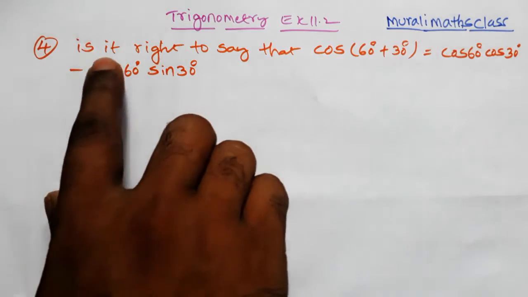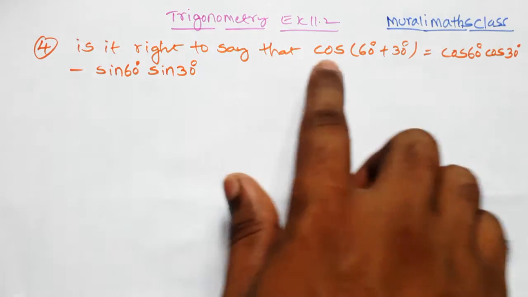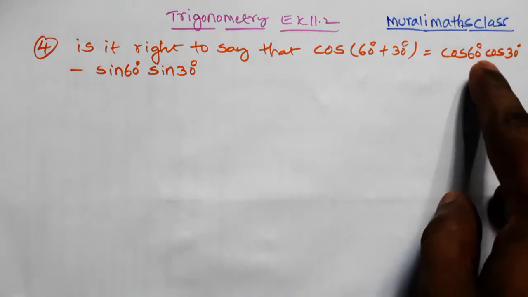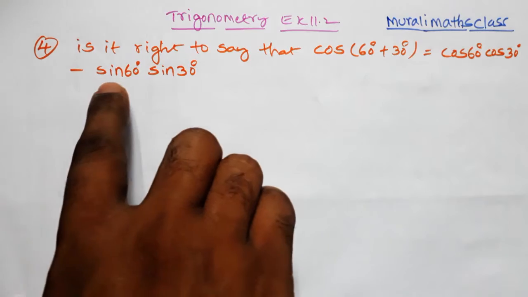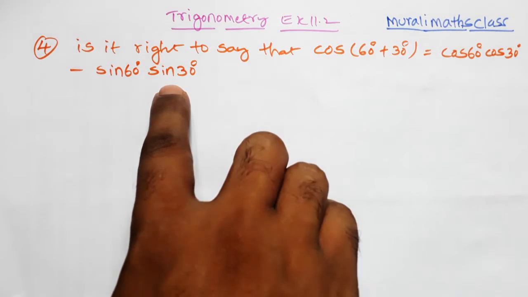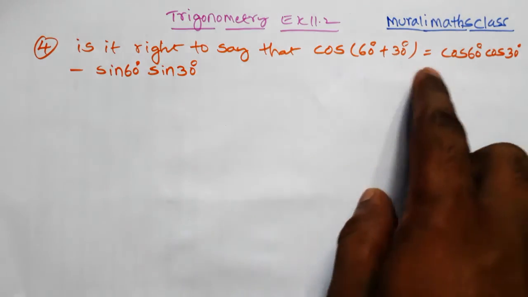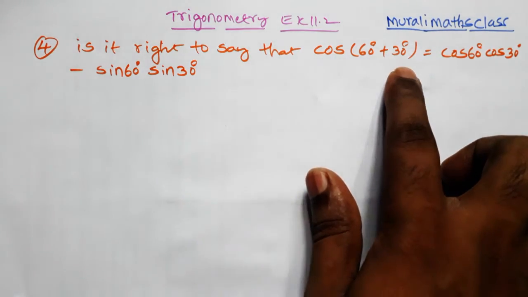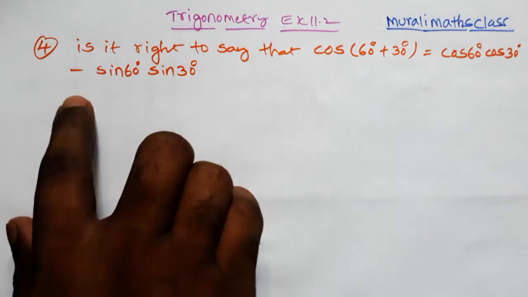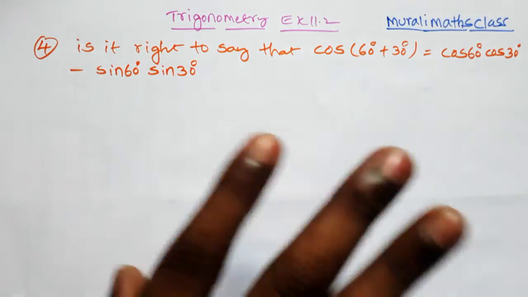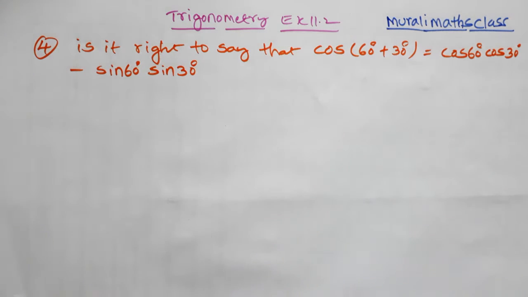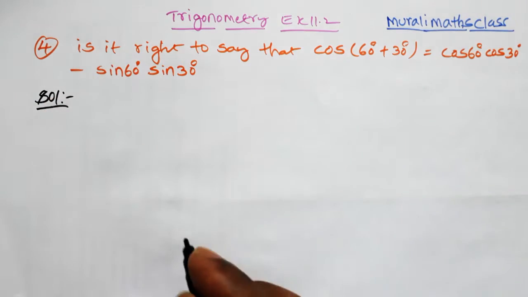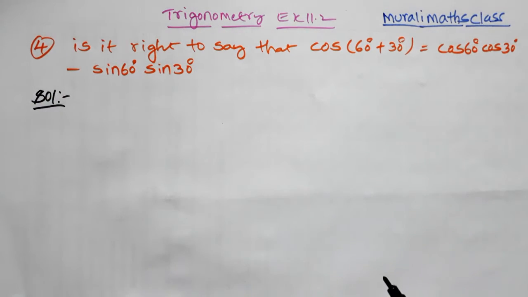What they are asking: is it right to say that cos 60 plus 30 degrees is equal to cos 60 into cos 30 minus sin 60 into sin 30? That means they are asking whether both are equal or not. Cos 60 plus 30 and cos 60 cos 30 minus sin 60 sin 30, both are equal or not is what they are asking. Now we will see the solution.